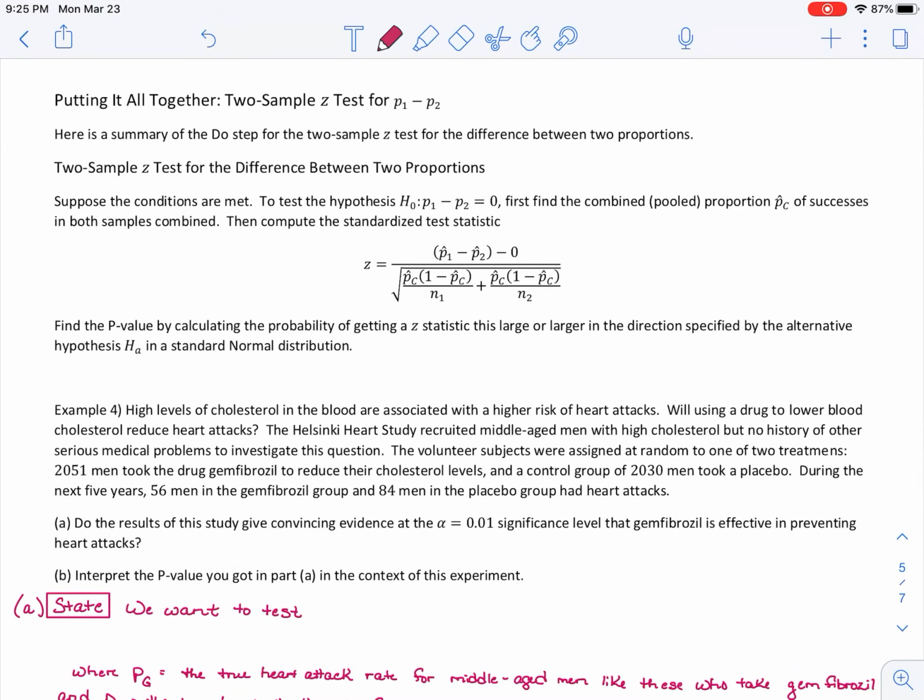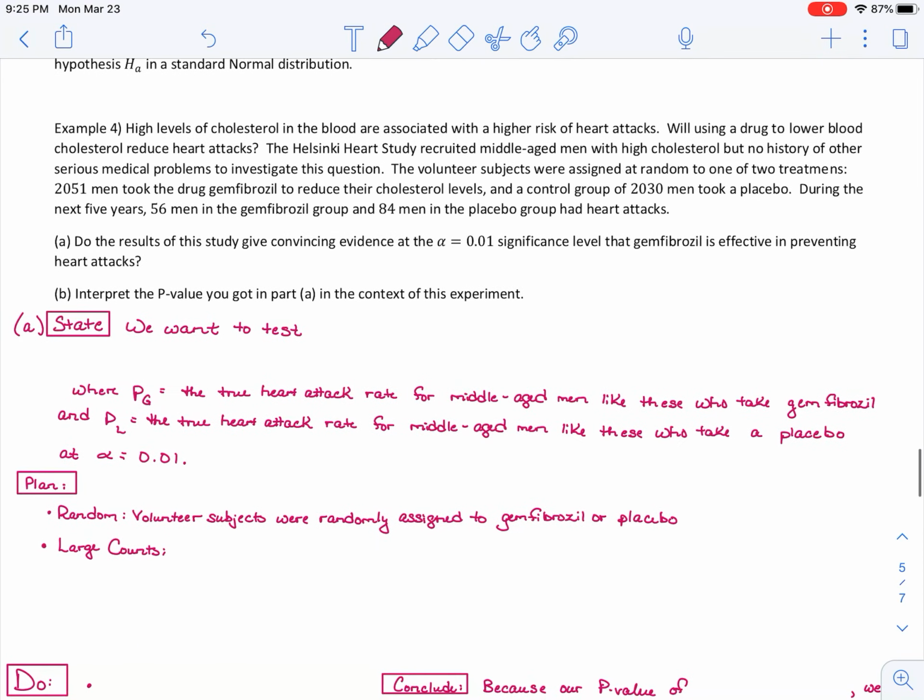So when we do this, we're going to have to go through all of our steps as before, and we have our conditions are met. I'm just reiterating that we have our formula for the standardized test statistic. Once we have our pooled proportion, we're going to find the p-value using our test statistic, and so on.